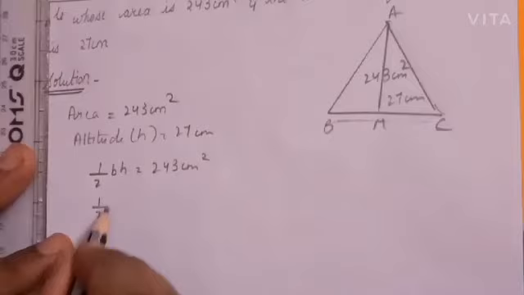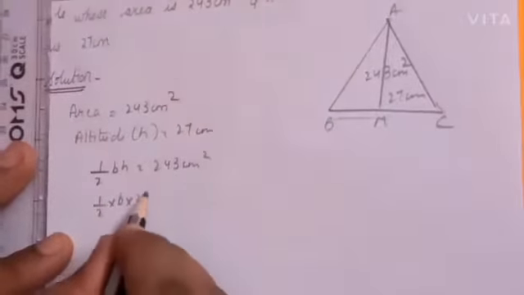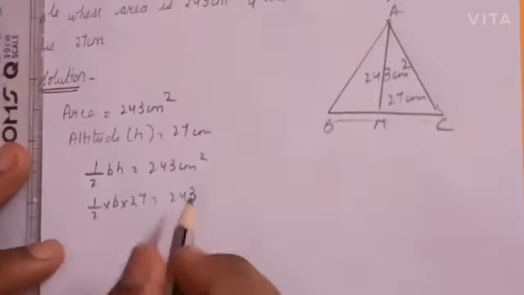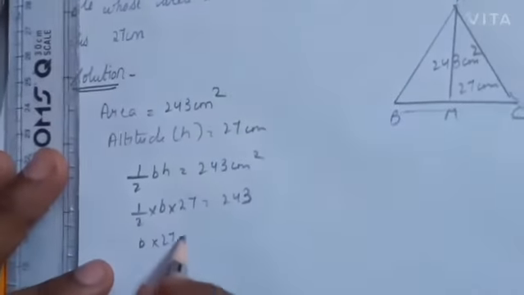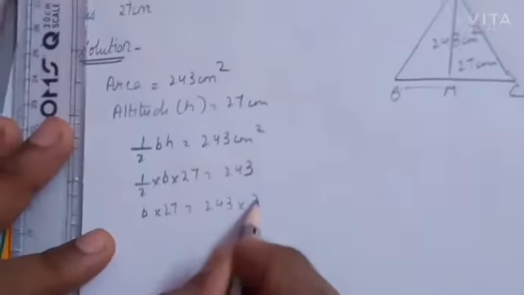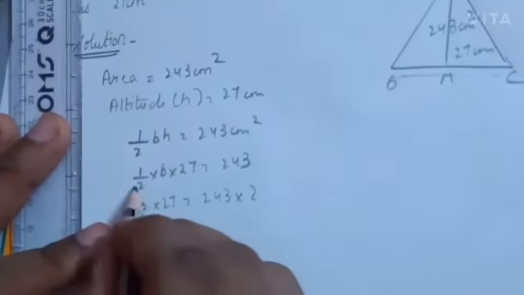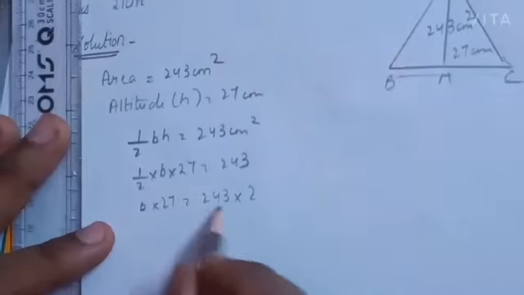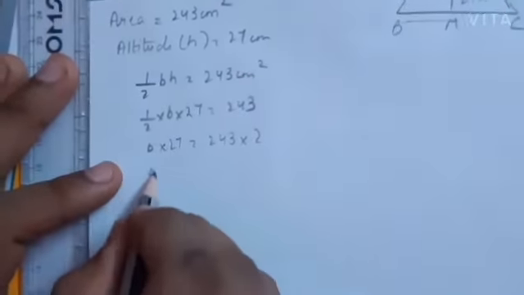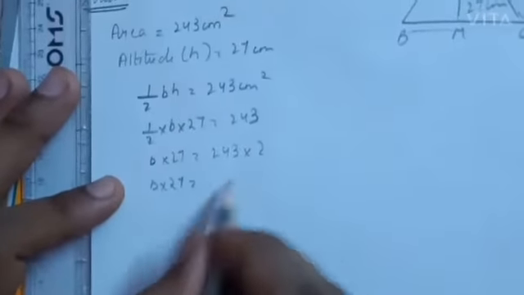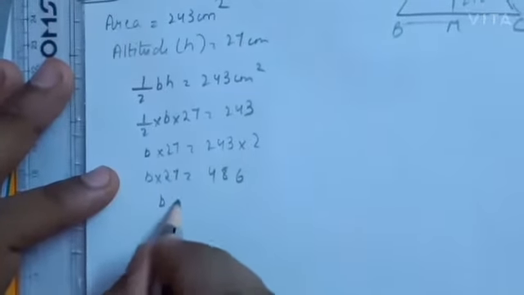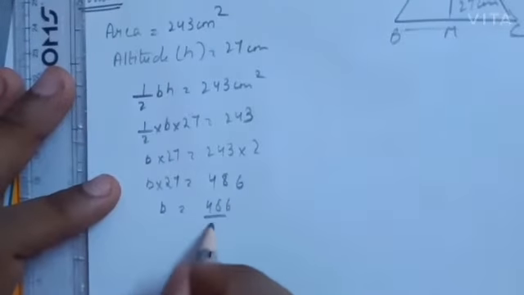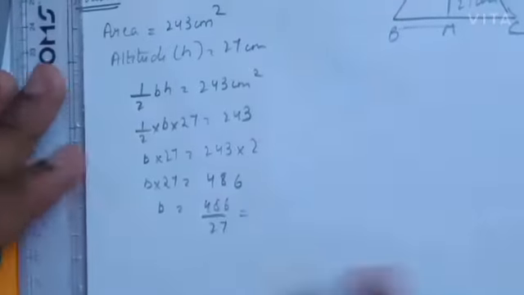So half into base into 27 is equal to 243, and here base into 27 is equal to 243 into 2. When we transfer 2 to that side, it becomes multiplication. 243 into 2 is 486, right? So B into 27 is equal to 486, so B is equal to 486 by 27. We can substitute afterwards. So we have found the base value.